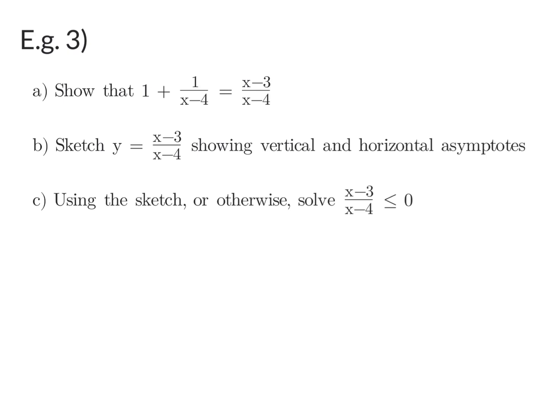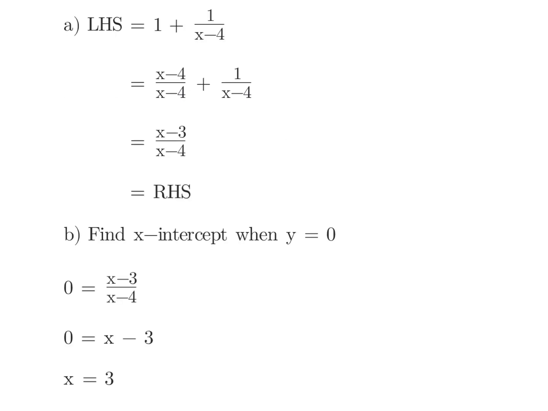Now we're going to look at a hyperbola and how this operates. So obviously we'll end up with asymptotes and discontinuities, and we'll have a look at how we actually solve for where it's above or below an axis. So the first part is we're going to show that 1 plus 1 over x minus 4 equals x minus 3 over x minus 4. So start with the left-hand side, 1 plus 1 over x minus 4. Common denominator, so x minus 4 is the common denominator. And collect your like terms on top. So you get x minus 3 over x minus 4, which is the right-hand side.